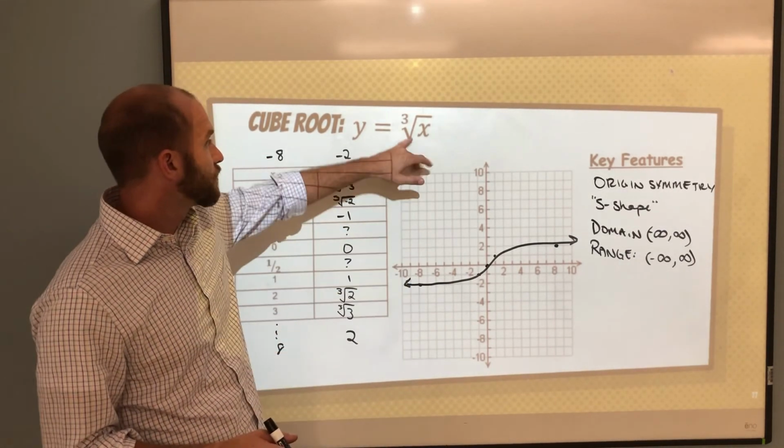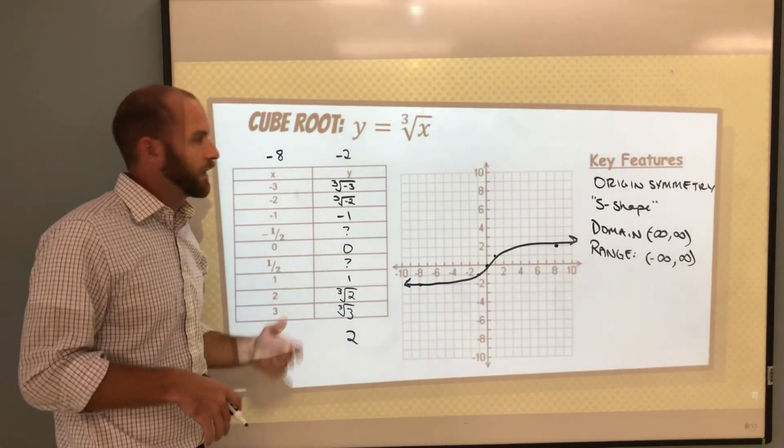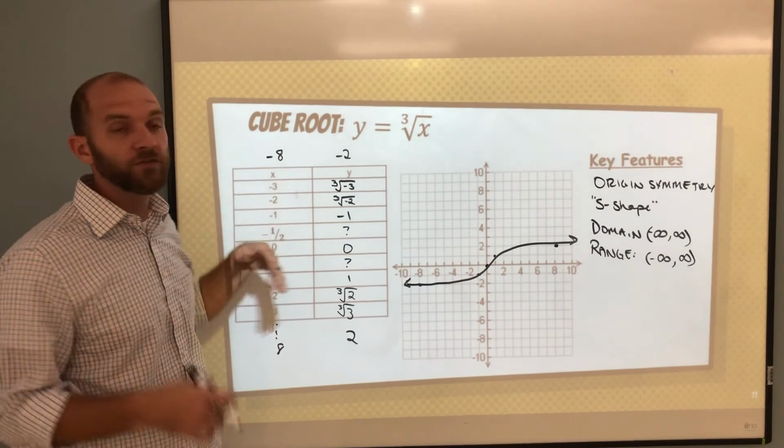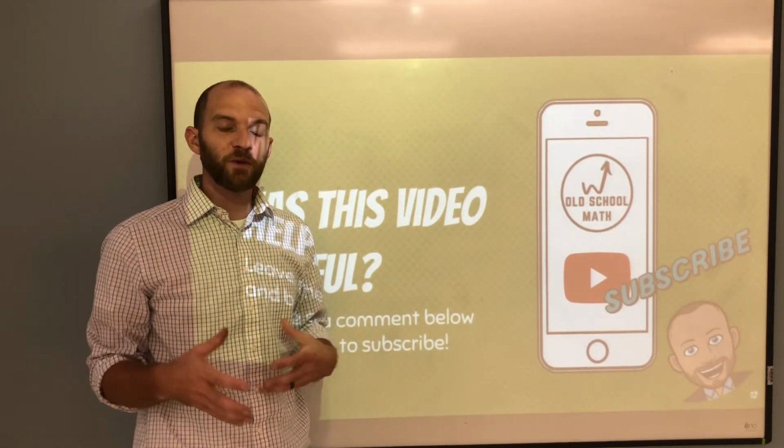Unlike the square root, there's nothing that we can put in this that makes it not work. We can take the cube root of a negative number, and if you don't believe me, try taking the cube root of -8 in your calculator. You'll get -2.